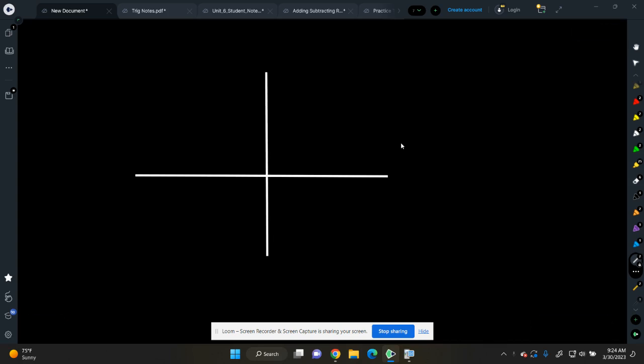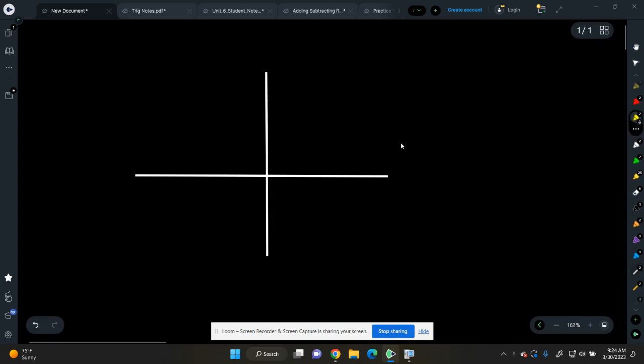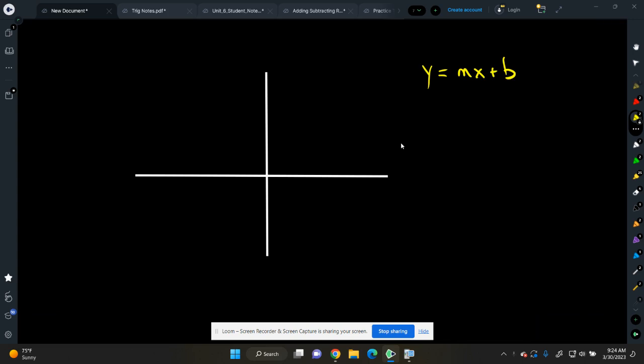Okay, all right, so we know that when we have an equation in this form, y equals mx plus b, what does the graph of that look like? What type of equation is that? Kind of. This is a linear equation, right? It's a linear equation, which means when we graph it, what's it look like? Straight line. It's a straight line, okay?